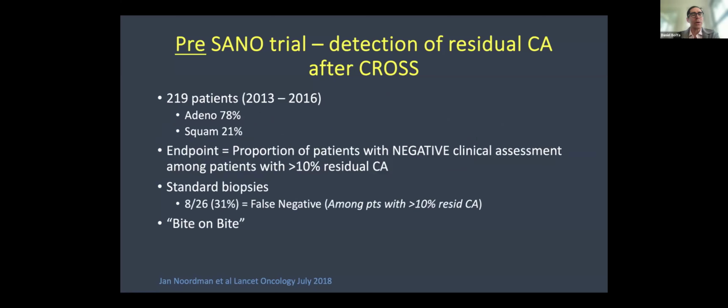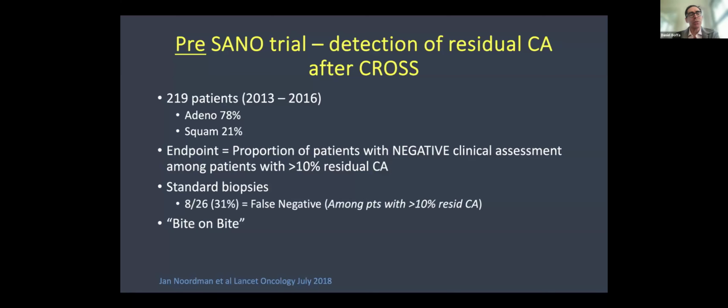So there were about 220 patients. This was done a few years ago. They were mostly adenocarcinomas, and they wanted to see that of the people who had cancer still in them, what was the proportion of them that had a negative clinical assessment? And they called those false negatives.